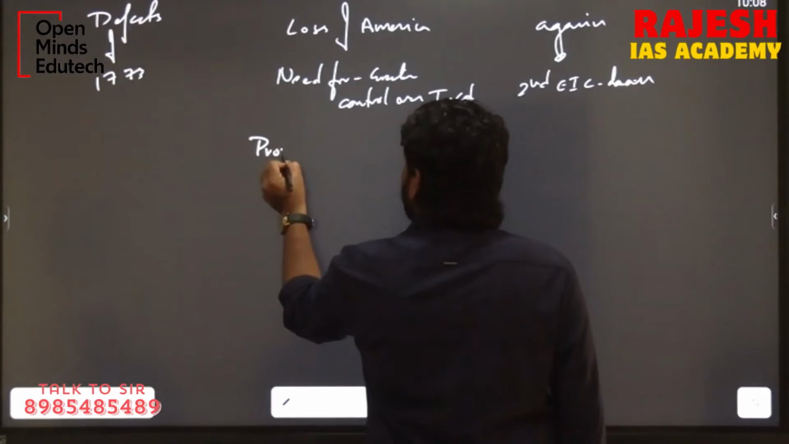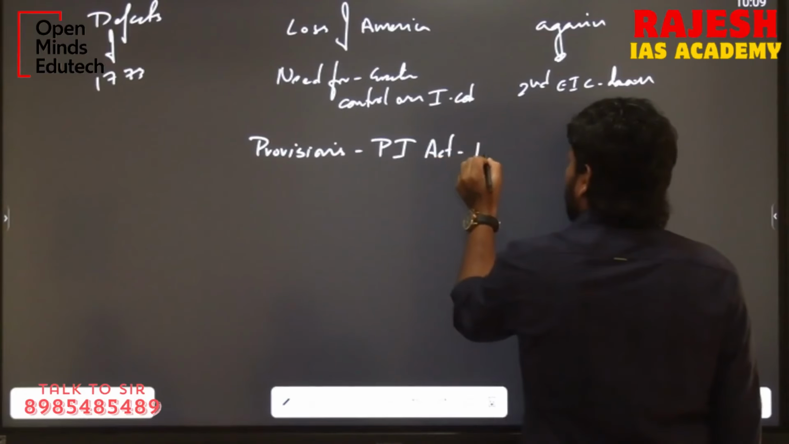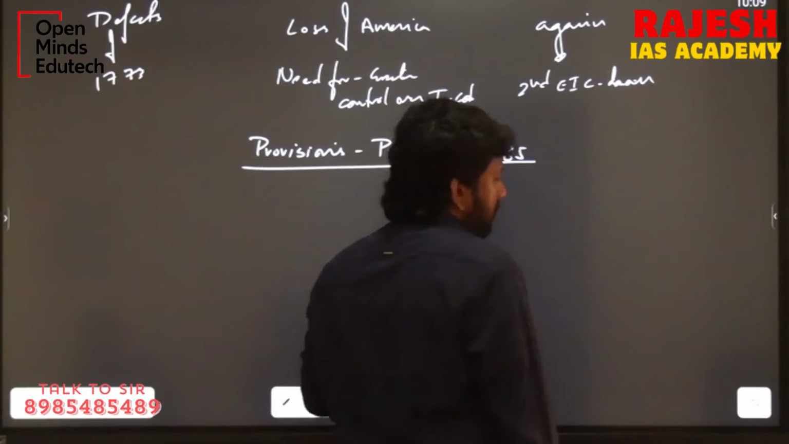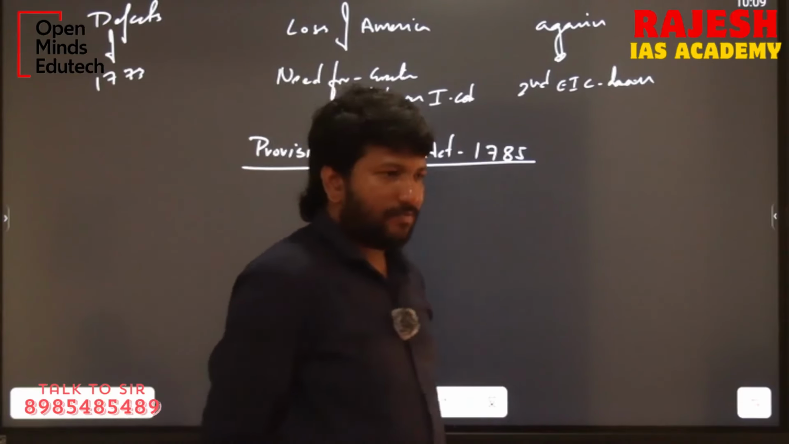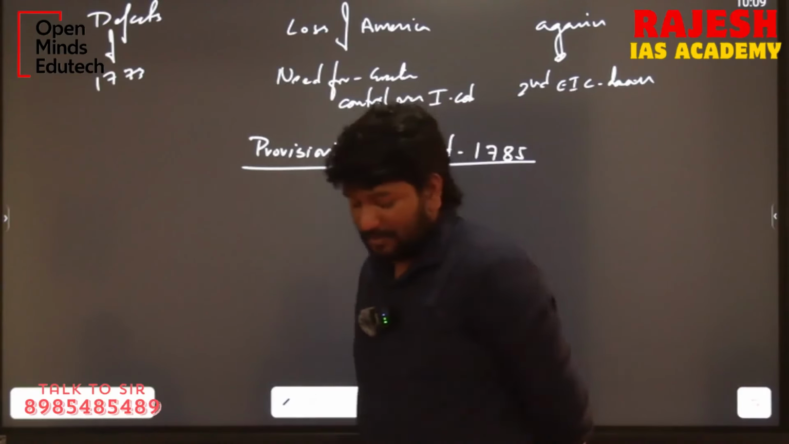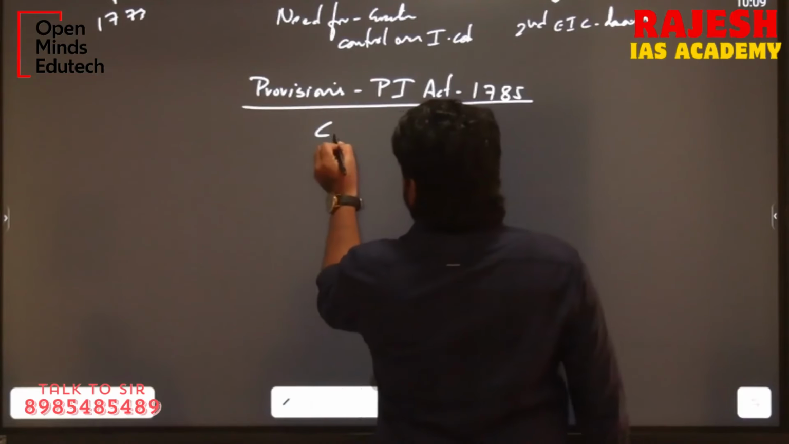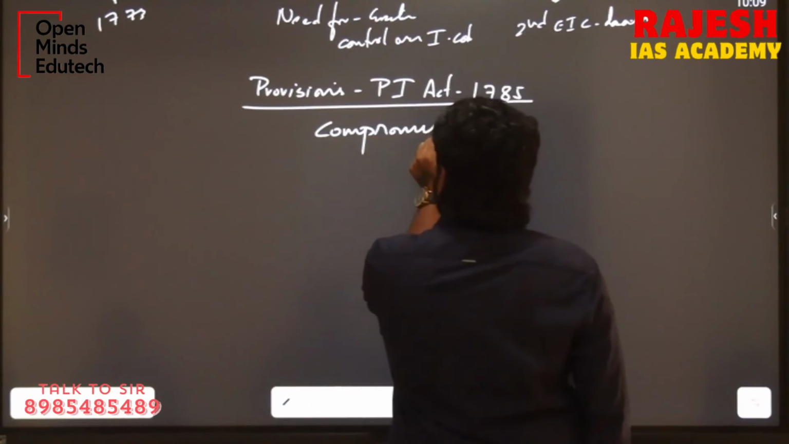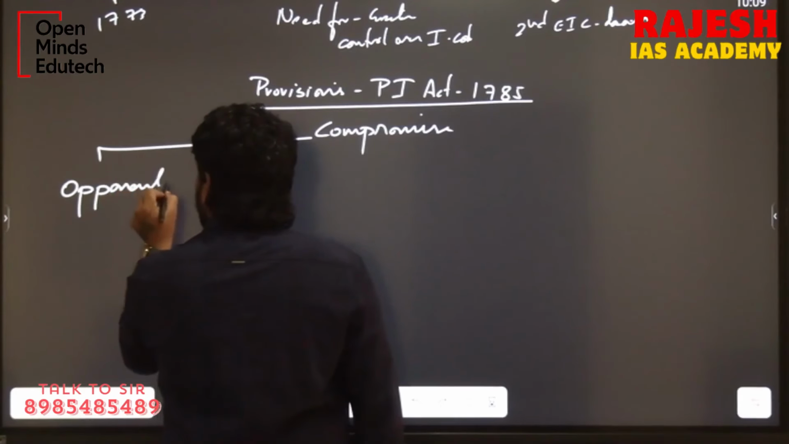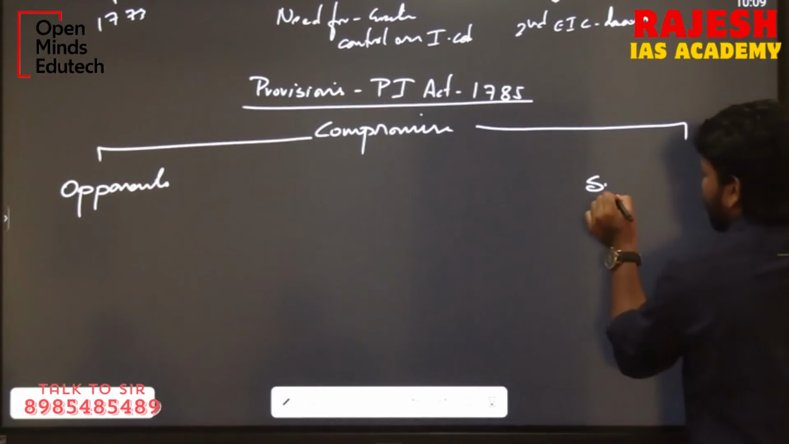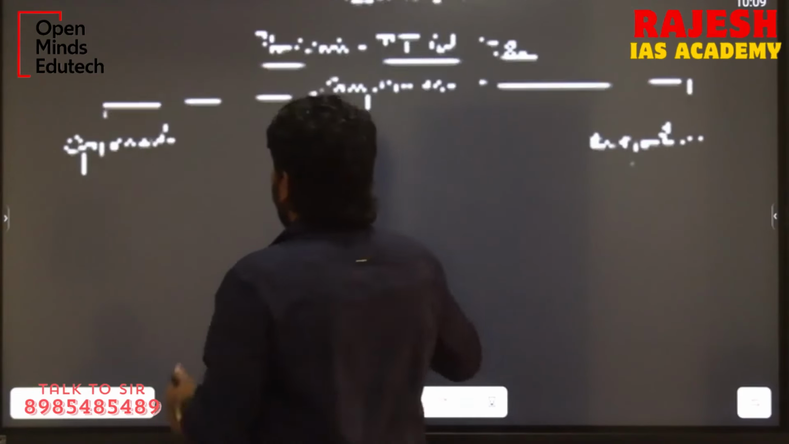Okay, so put the heading: Provisions or features of Pitt's India Act. Again, is it a compromise or a straight away act? It is a compromise only. Tilted towards supporters or opponents? Supporters. It is a compromise. Still, who are dominant? Supporters. So again, it is a compromise, to appease the opponents, and to appease the supporters. So it has the provisions of both.